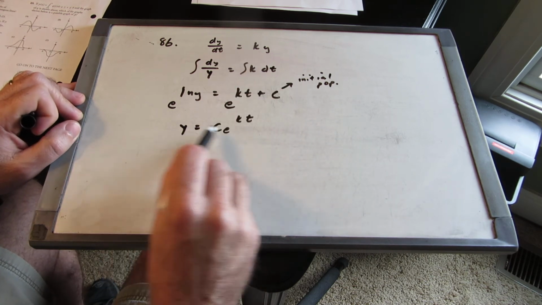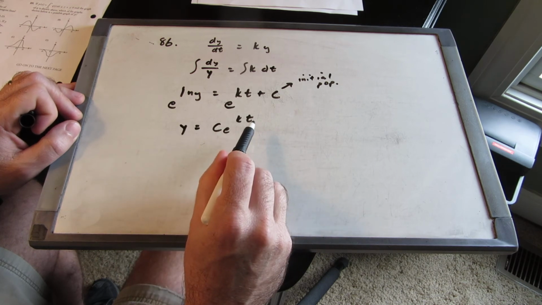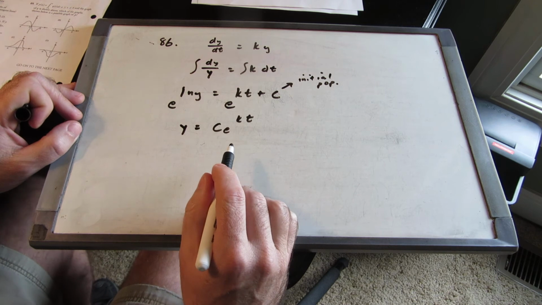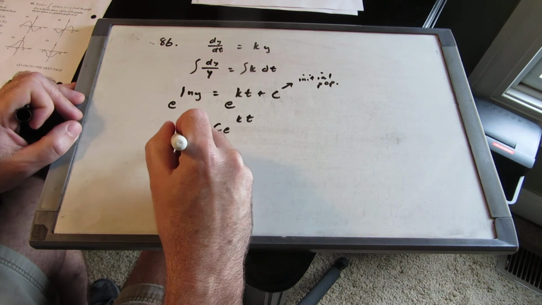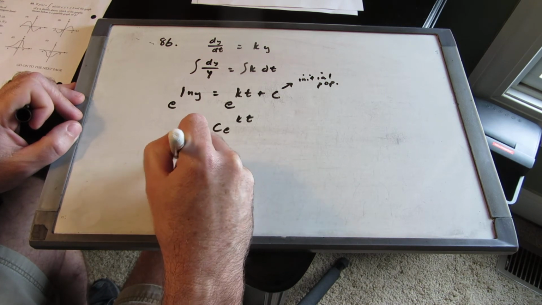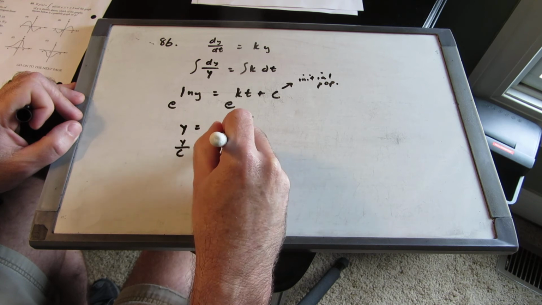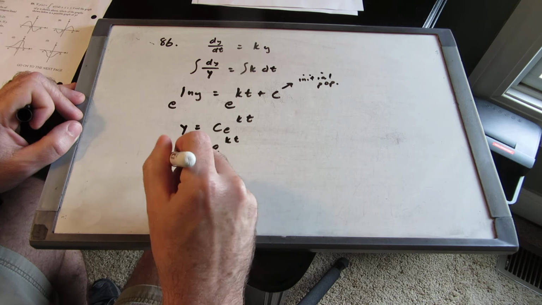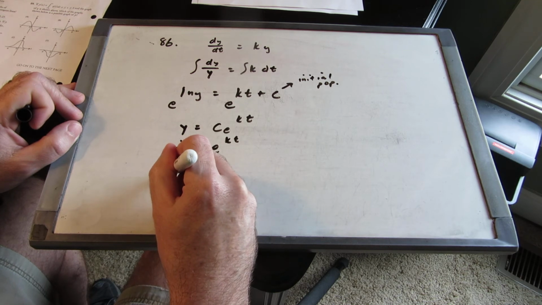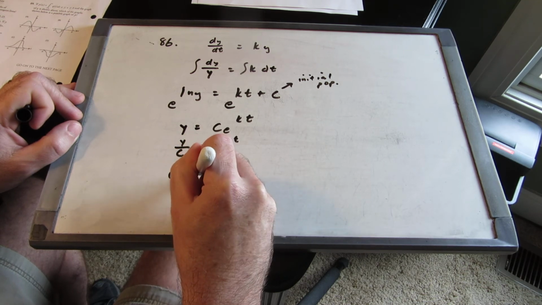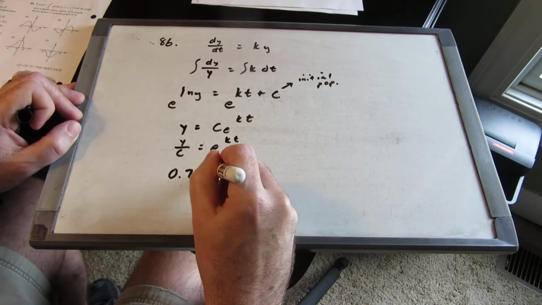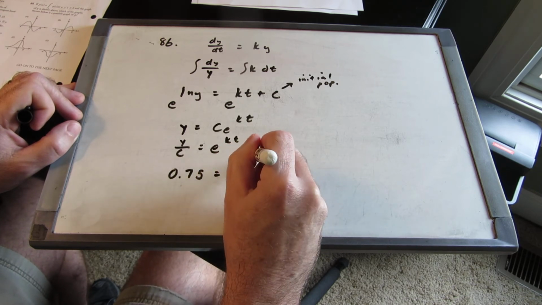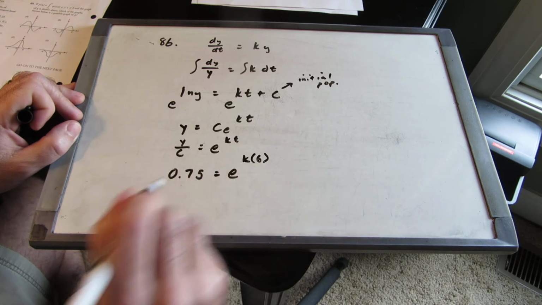So you might remember this equation from radioactive decay and population declines, which is the case here. So we would know y over c is equal to e to the kt. It says that our population declined by 25%, so y over c would be 0.75. And that's equal to e to the k, and then it took 6 years to get there.